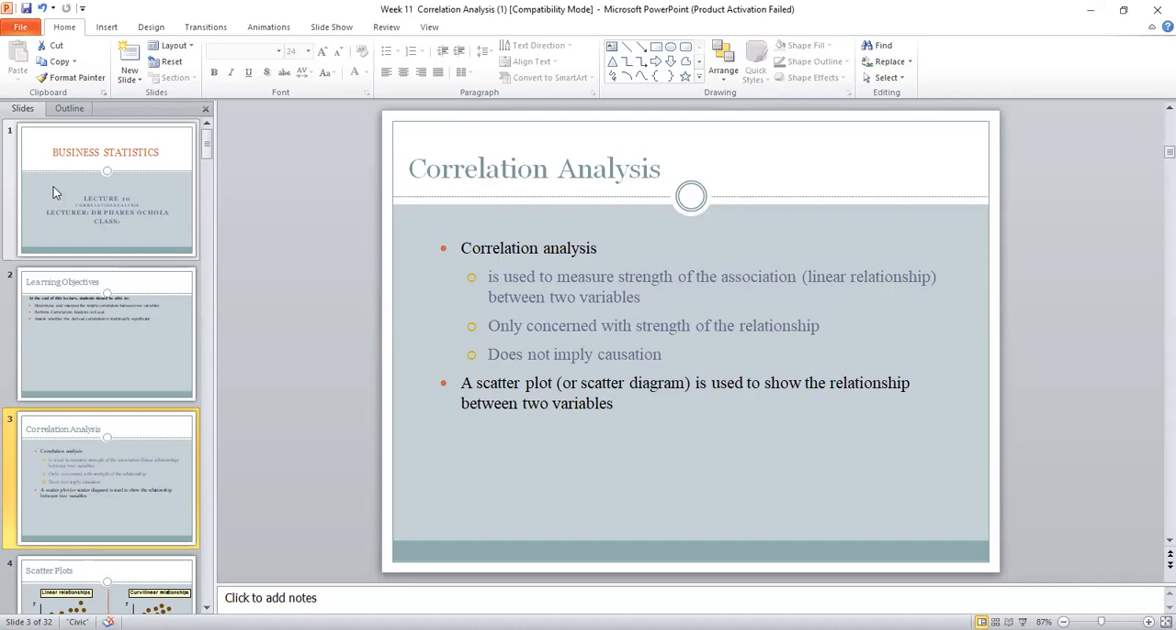Number one is positive correlation. Two variables x and y are said to be positively correlated if a movement in x is accompanied by a movement in y in the same direction, i.e., they are moving in the same direction.